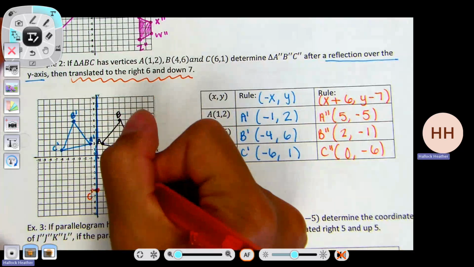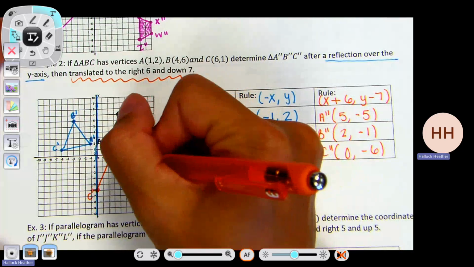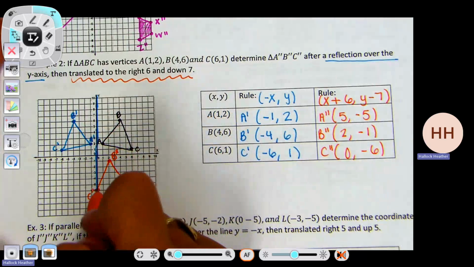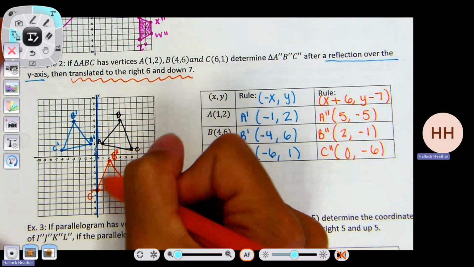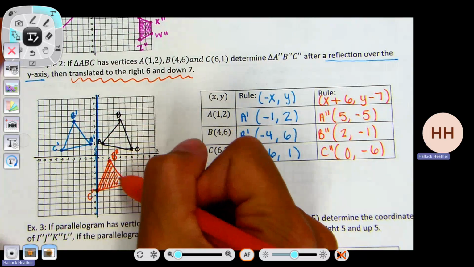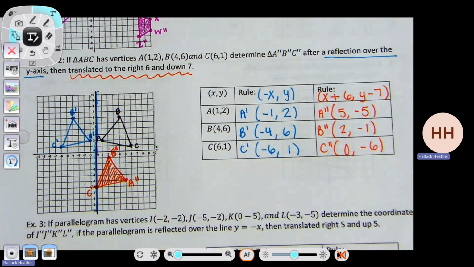How do we feel? Is it terrible? It's not terrible, right? We've done worse things in our lives. Just make sure you shade in your last image so that way you can tell which one easily is the actual answer.